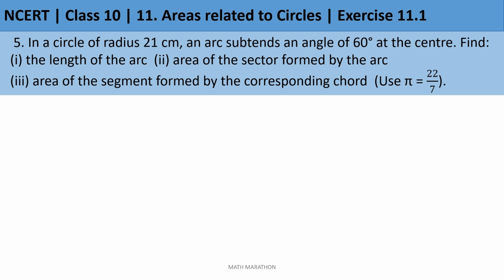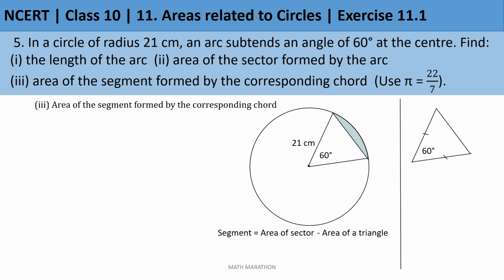Let us see section 3. I have drawn a diagram showing minor segment. Area of minor segment is equal to area of sector minus area of the triangle. Let us see about the triangle. In this triangle, two sides are equal because both sides are radius. So, it is an isosceles triangle. So, two inner angles of the triangle are equal.